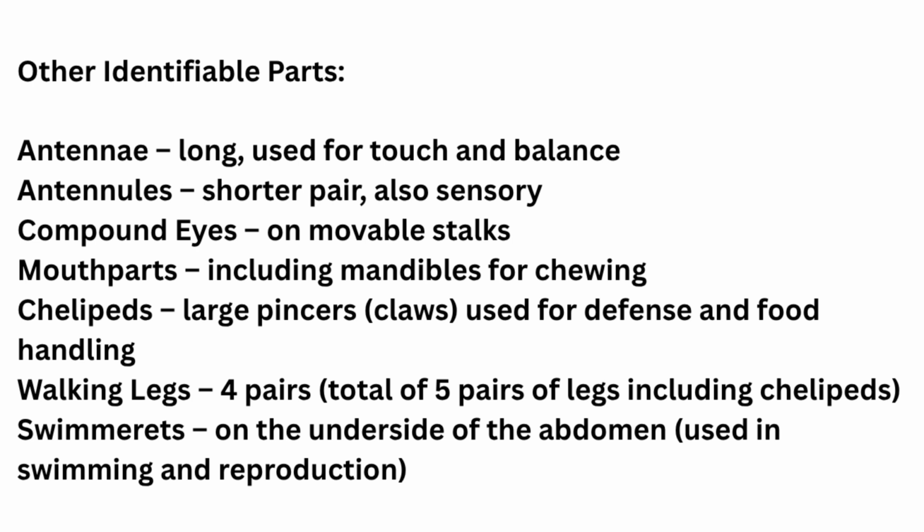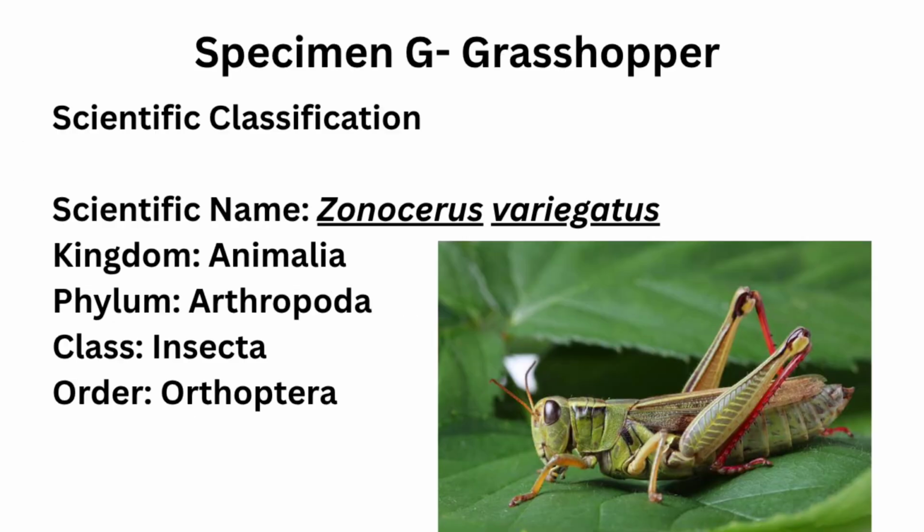Now we have walking legs, 4 pairs of walking legs, a total of 5 pairs of legs including the chelipeds. Now we have what we call the swimmerets on the underside of the abdomen. They are used in swimming and reproduction.